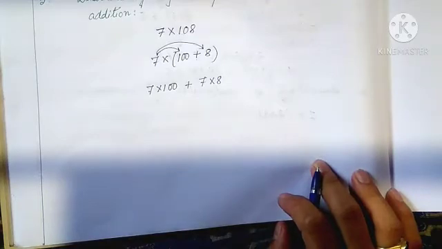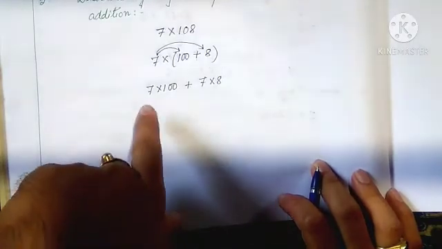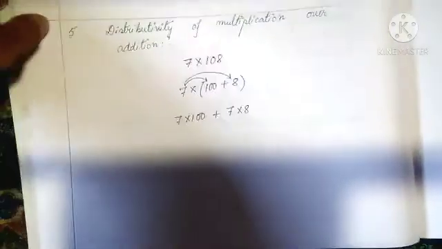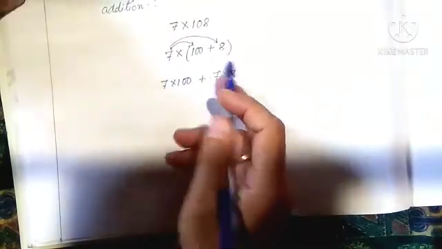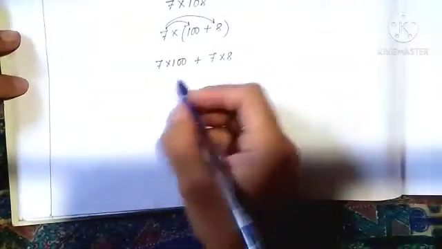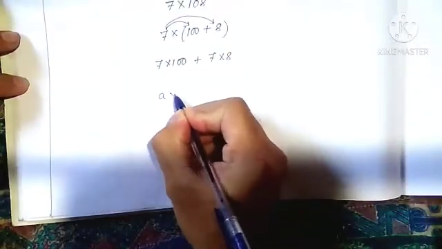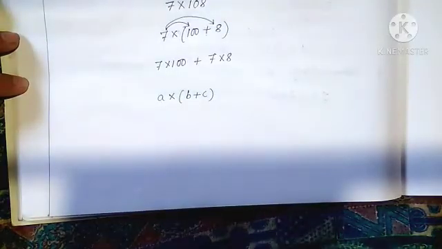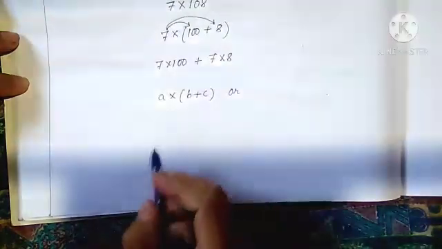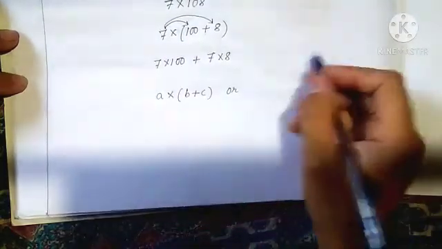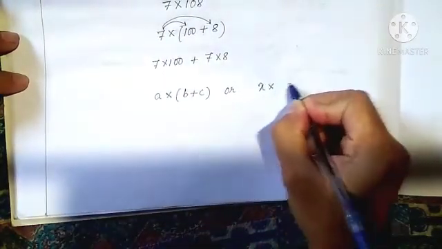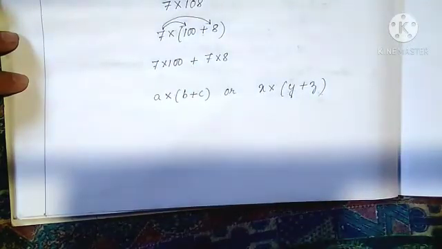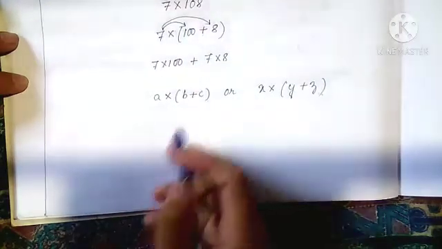But now in algebra, we are not going to use numbers. Let us try to use variables. So instead of writing 7 times (100 plus 8), we can use the variables like a into (b plus c). Understood? Or if you don't want to use the variables a, b, and c, you can simply use x into (y plus z). Understood?